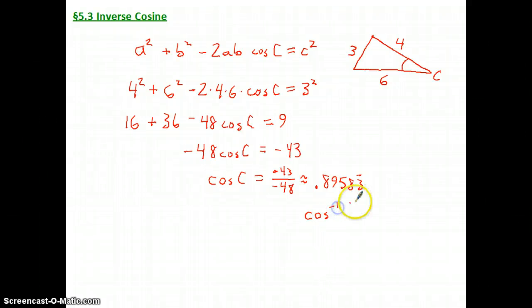I go to my calculator at this point and I go, okay, tell me the inverse cosine. Tell me the angle whose cosine is 0.89 blah blah blah. And that will give me an angle. If my calculator is in degrees, which it is, I get 26.38 approximately degrees. And that's the measure of angle C up here.